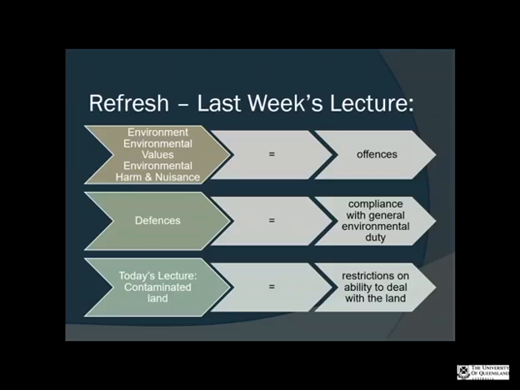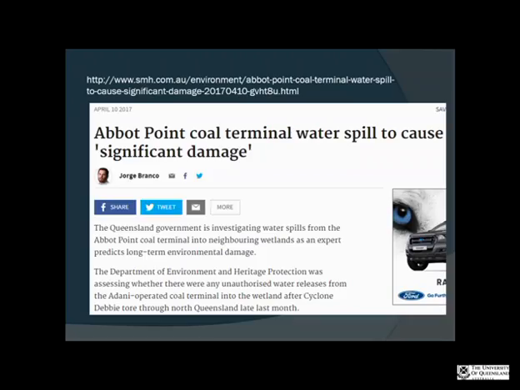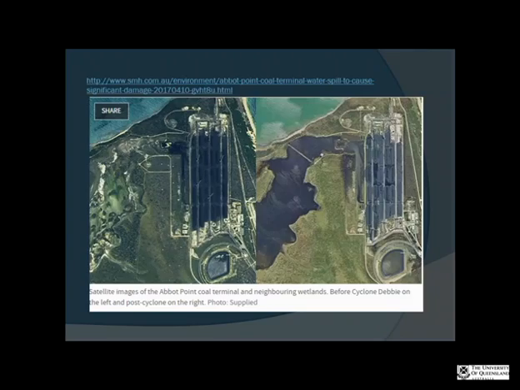And we talked at the beginning of the last lecture about the Abbott Point coal terminal spill. And this is an example of observable contamination. It was very obvious in the footage that, in the before photo, which is the one on the left, we have greenery, we have wetlands, and then a very obvious pollution event on the right-hand side in terms of the very conveniently black-coloured coal-laden water discharge.